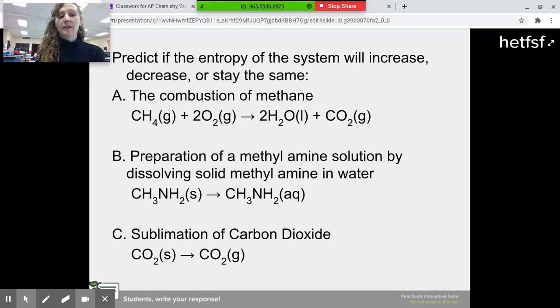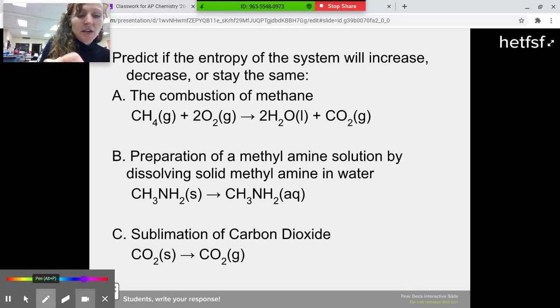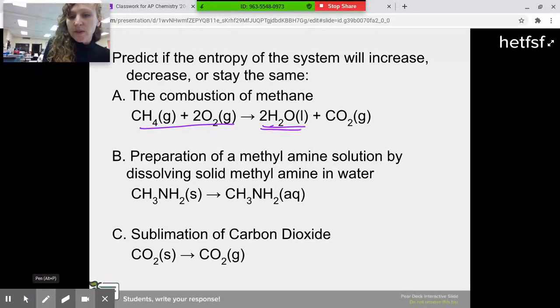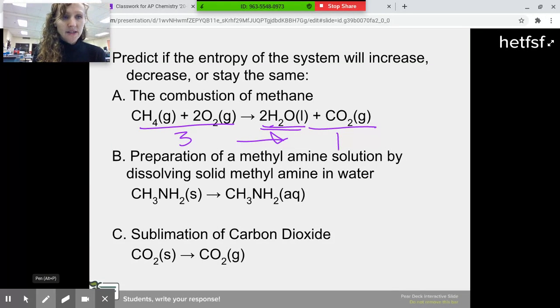And the first one, notice that they're all gases. They're just being rearranged except for this one. This one's a liquid. So you're actually going from 3 moles of a gas to 1 mole of a gas. And so that is going to decrease disorder. So entropy is going to be negative there.